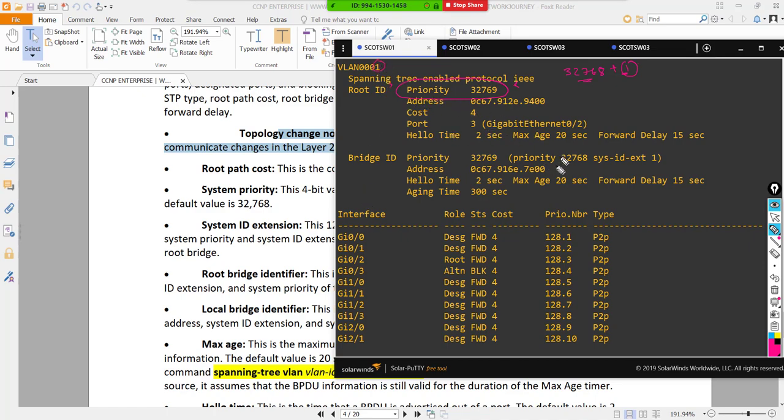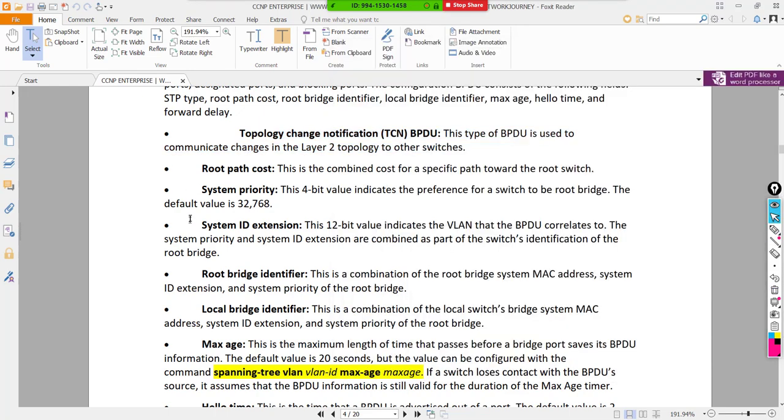If you see this formula, this box, it's basically 32768 plus 1. 1 is nothing but your VLAN 1. Now if this was VLAN 50, you would add 50 to this, and your new priority becomes 32768 plus 50. So if you ever see something other than 32768, don't be surprised. It's because you're adding the VLAN number. That is an important thing which even interviews ask to confuse you. So that is what this says.